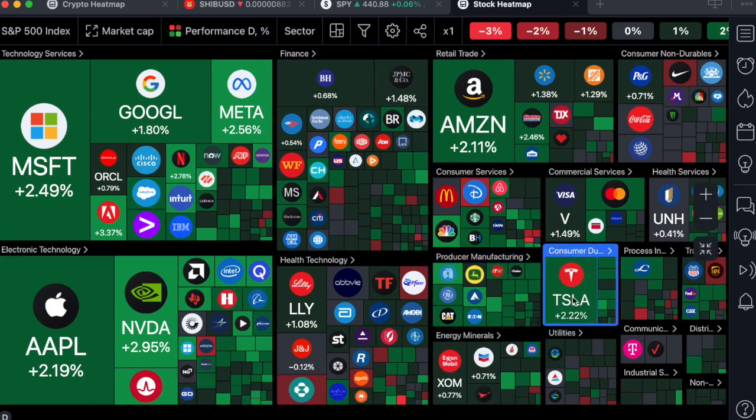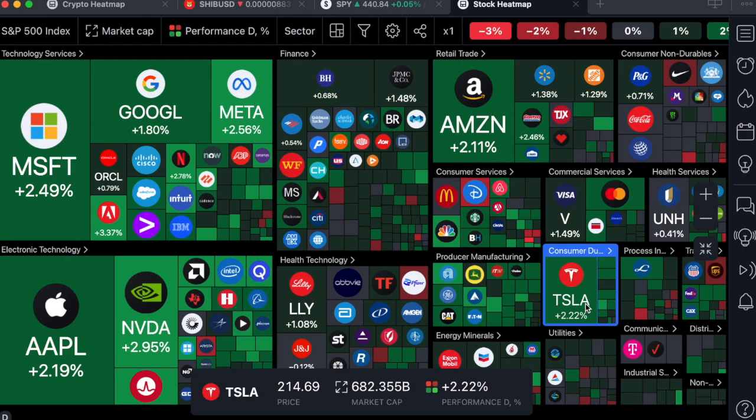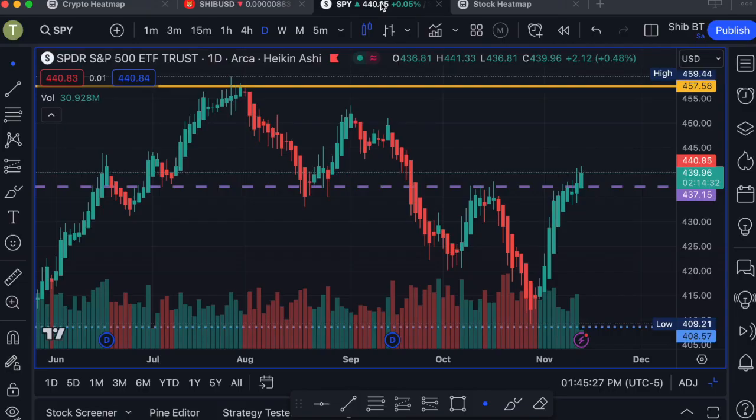Tesla's one of, I don't know why this price is wrong. That's not what the price of Tesla is. But that's fine, let's just hop into it. First things up, SPY.